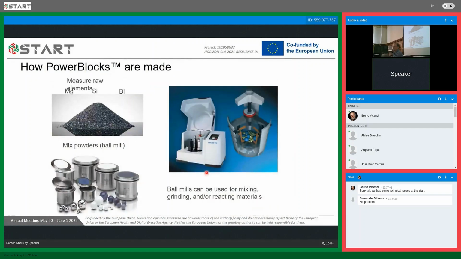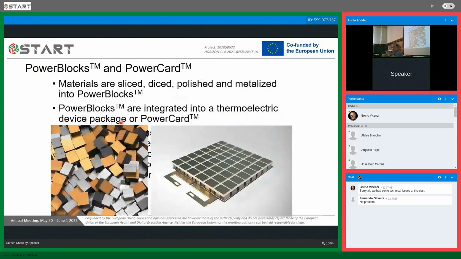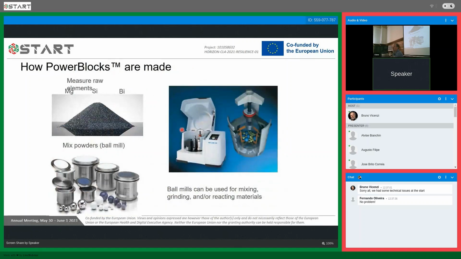Now, how are the power blocks made? And again, some of this has already been talked about here today, but for those online, in this case, the power blocks that we were making were made out of tetrahedrite material as well as magnesium silicide. In this case, we have the magnesium silicide powder, which we used ball mills for mixing, grinding, and reacting the materials.